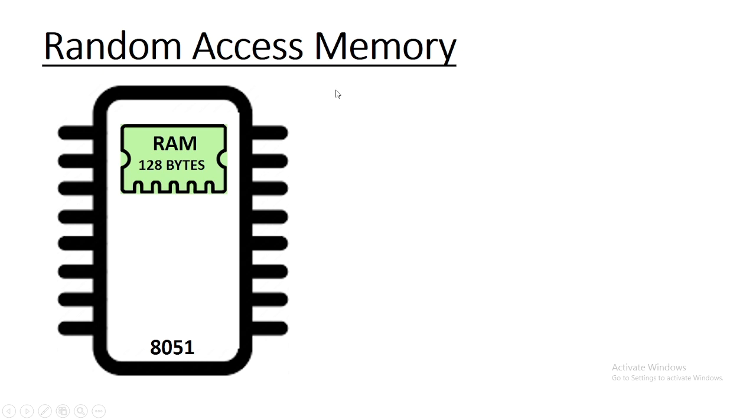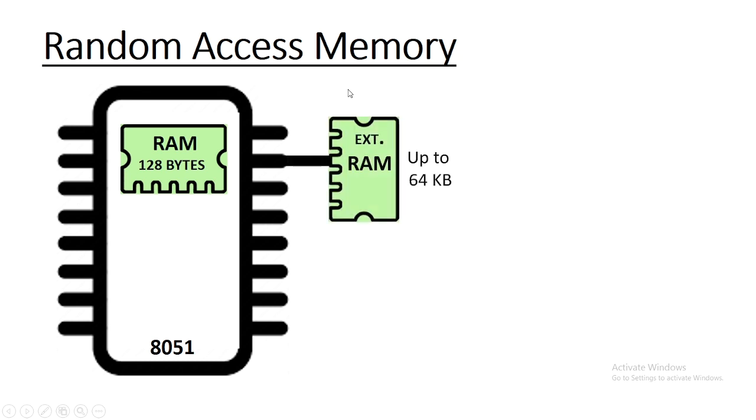There is another type of memory available in 8051, which is the random access memory. Random access memory is of 128 bytes. So 8051 has only 128 bytes of internal RAM. If we want to expand the RAM memory, we have to use external RAM with a proper addressing scheme.